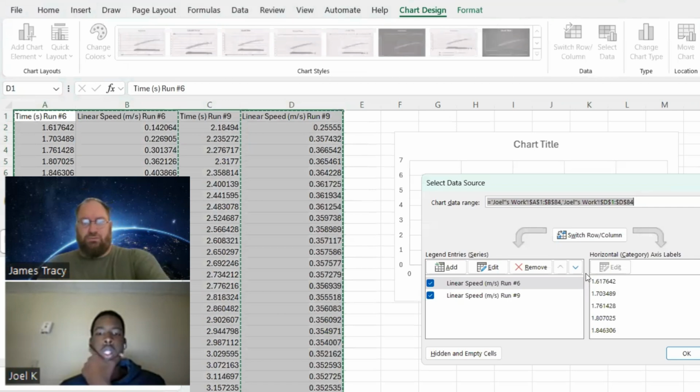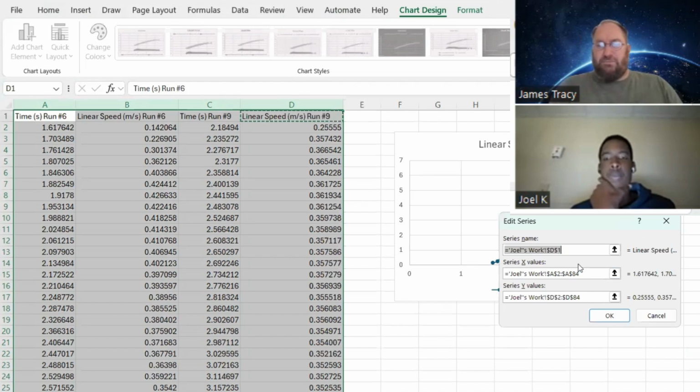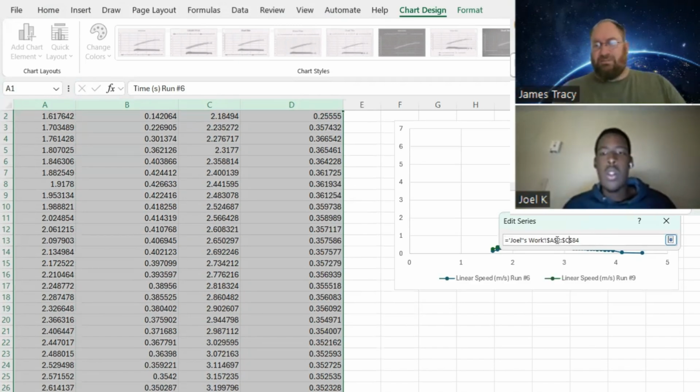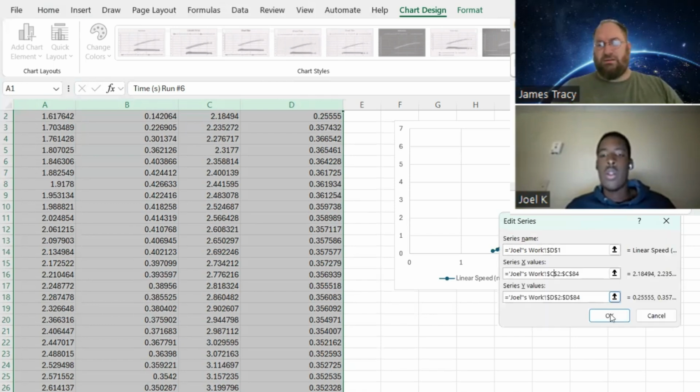And then go to run number 9 and edit. All right, we're going to change that from column A, those A's, to C's. So just click on the A and delete, and do the same thing with the first one. Otherwise, we have to go through 84 cells to get it captured. Then drop that down, and OK, and then OK again.